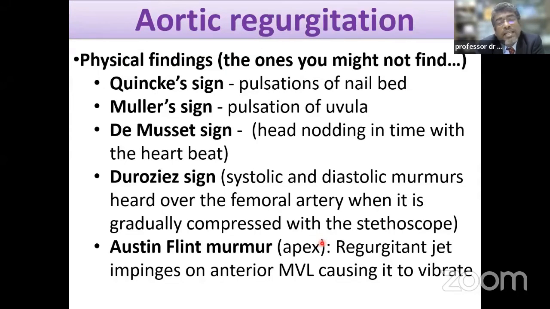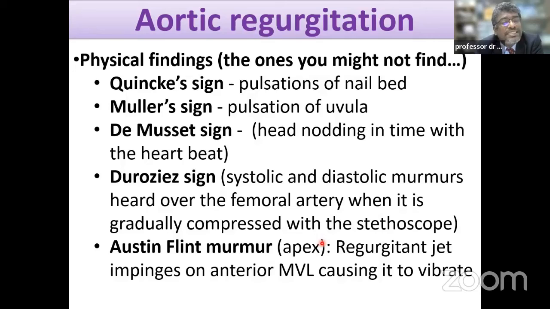And there may be Müller's sign, that is pulsation of the uvula. With each and every beat of the heart, there is a pulsation of the uvula, which is called Müller's sign. And you can also get de Musset's sign, that is head nodding in time with the heartbeat. With every heartbeat, the patient may have head nodding.